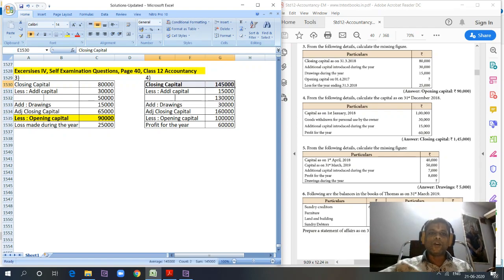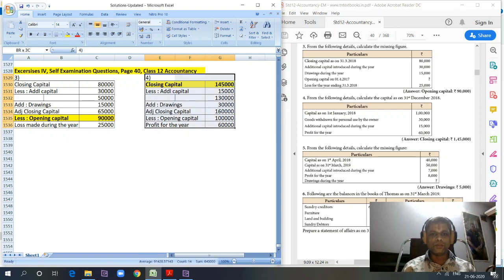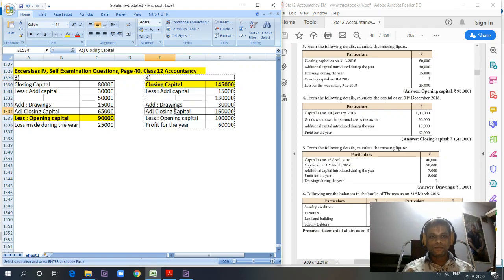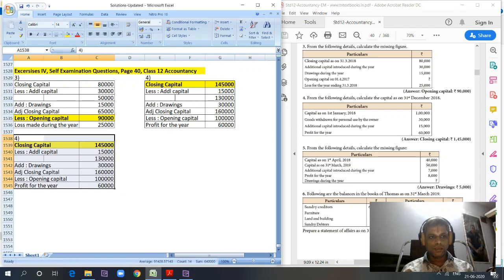Once you have the format ready and the basic understanding clear, then it is a question of filling in the format. It's basically like fill in the blanks. You should be clear on the format, and you should be clear on the concept. Concept as such is more important. Let's do the next one. Just copying the format here as usual. And here we have to calculate drawings during the year.